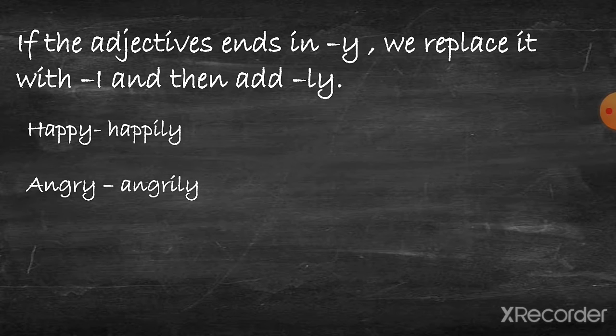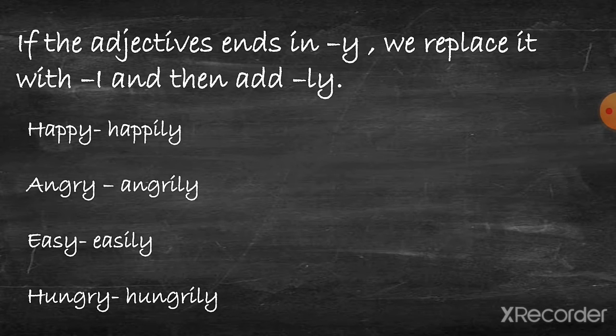Now second example, angry, angrily. A-N-G-R-Y. At the end of the word angry, there is y. So the answer will be A-N-G-R-I-L-Y, angrily. Easy, easily. Hungry, hungrily. Now kids, you have to remember that if the word is ending with y, then you have to write i instead of y and then add ly.